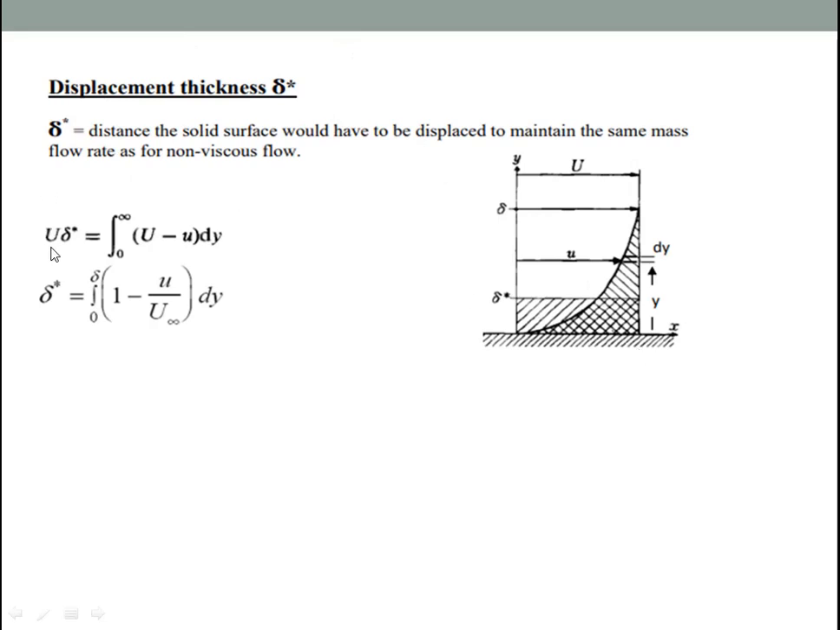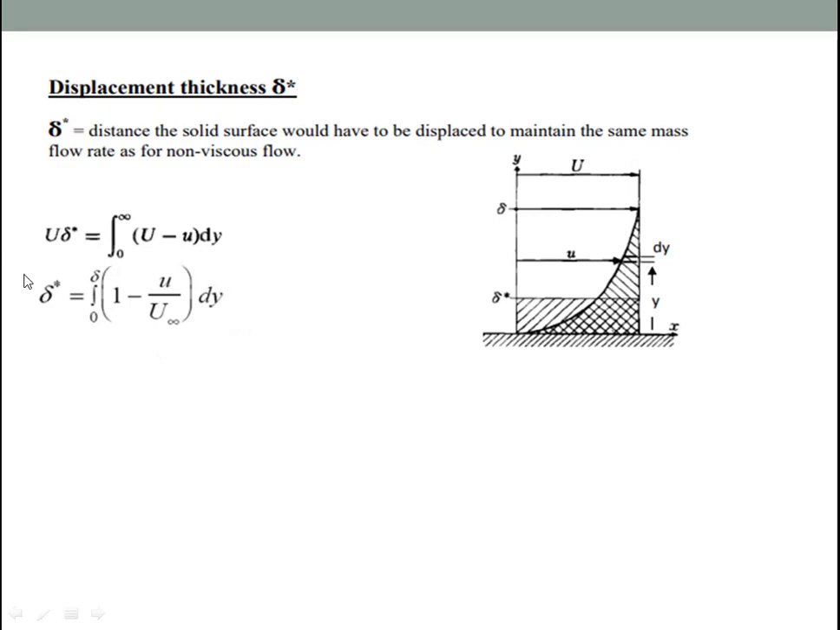This delta star can be calculated as delta star is equal to the integration from 0 to delta, where delta is the boundary layer thickness, of the bracket 1 minus u upon u infinity with respect to dy. That means u is the local velocity and u infinity is the free stream velocity of the flow. This is the formula to calculate the displacement thickness.